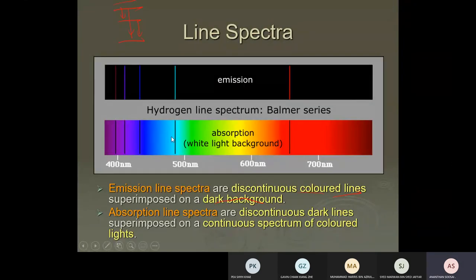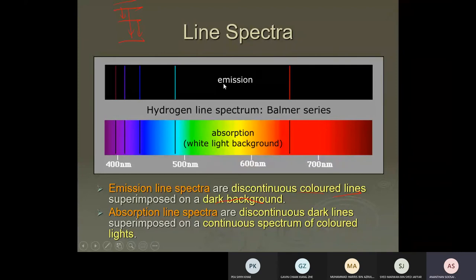So when they did the experiment, they found that the lines which appeared in the emission spectrum disappeared in the absorption spectrum. It means that electrons having specific energy levels is proven. That concept has been proven. What is the proof? Line spectrum.